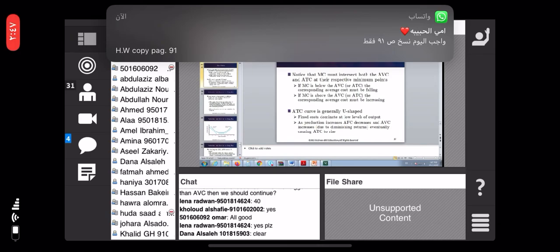Note that marginal cost must intersect both average variable cost and average total cost. This is what I have shown you in the chart. I do not have to say that again. This is what we have said in the chart. وقلنا لكم we should have the price higher than the average variable cost. Let's go down to this one.